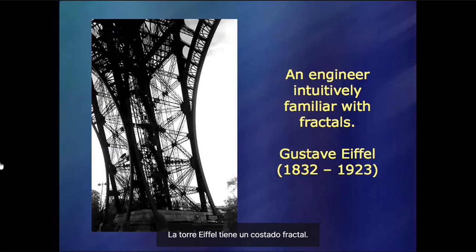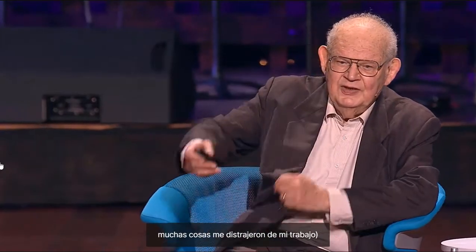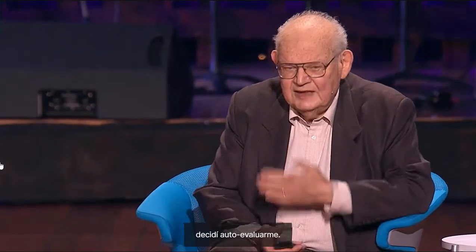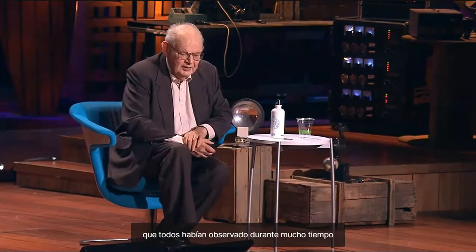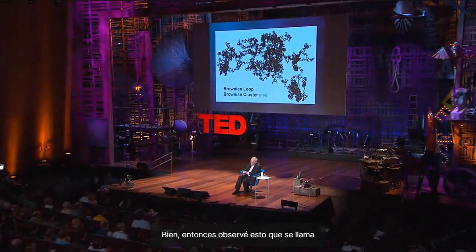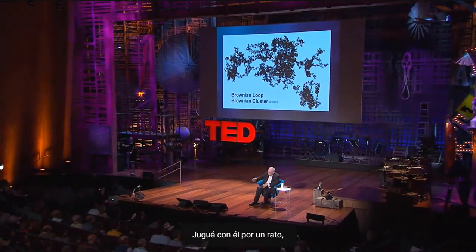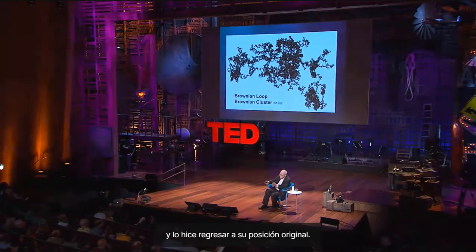The Eiffel Tower has a fractal aspect. And I read the book that Mr. Eiffel wrote about his tower, and indeed it was astonishing how much he understood. This is a mess, Brownian loop. One day I decided, halfway through my career, I was helped by so many things in my work, I decided to test myself. Could I just look at something which everybody had been looking at for a long time and find something geometrically new? Well, so I looked at this thing which is called Brownian motion, which just goes around. I played with it for a while, then I made it return to the origin.